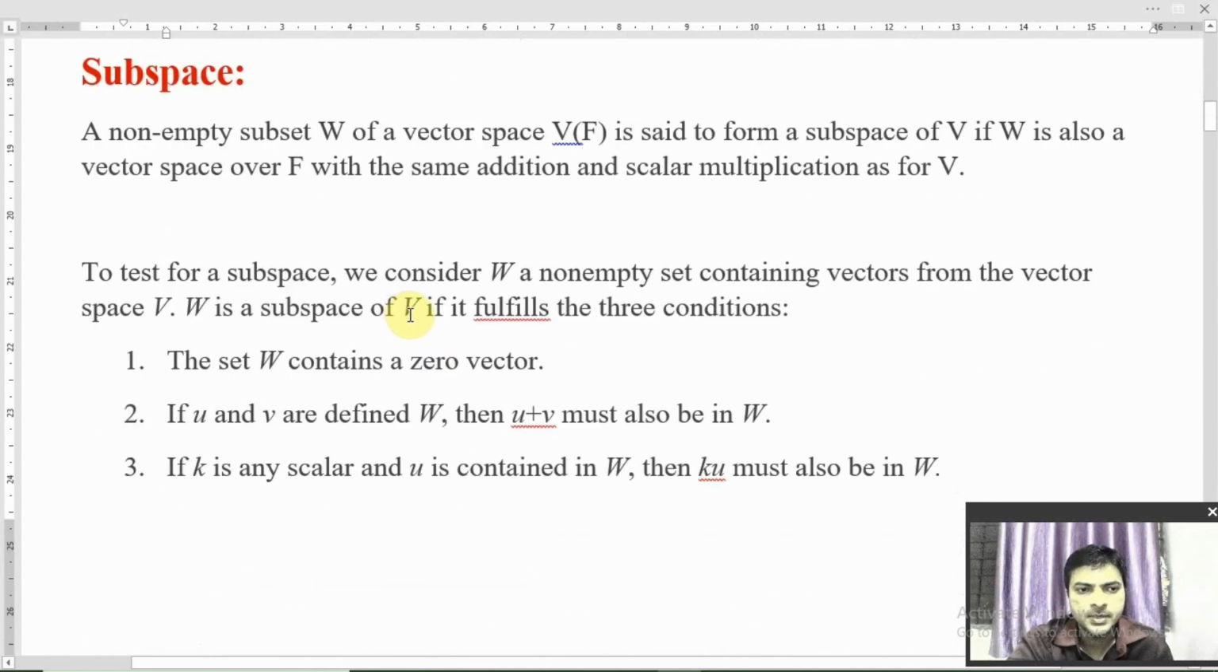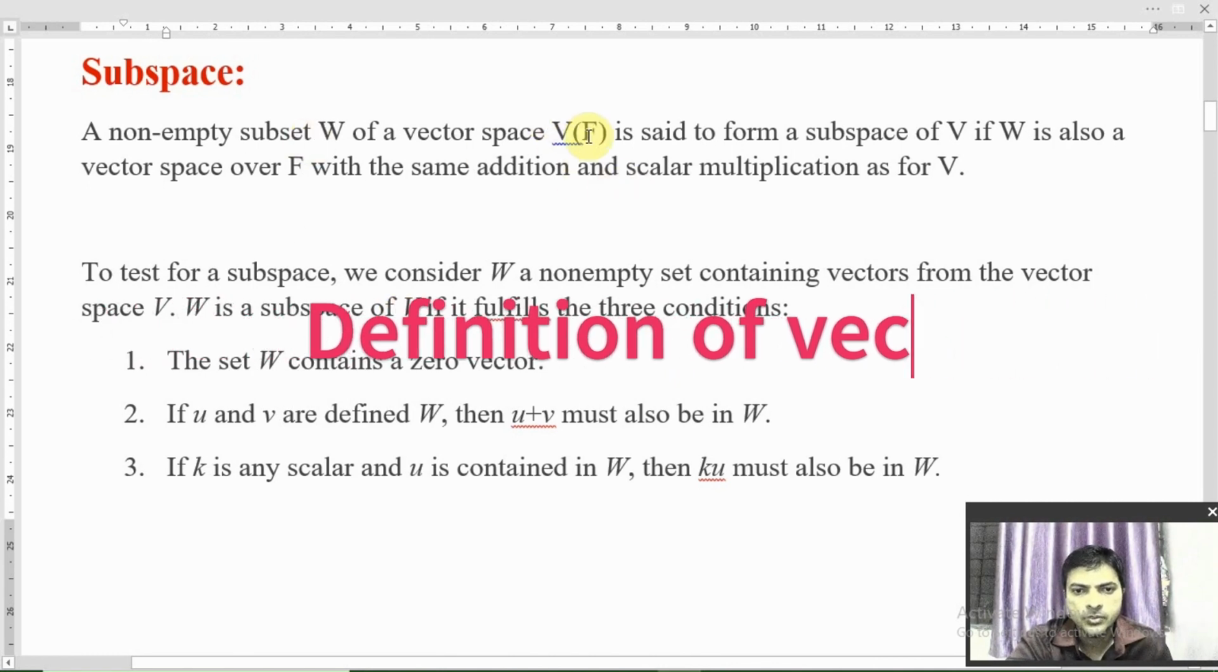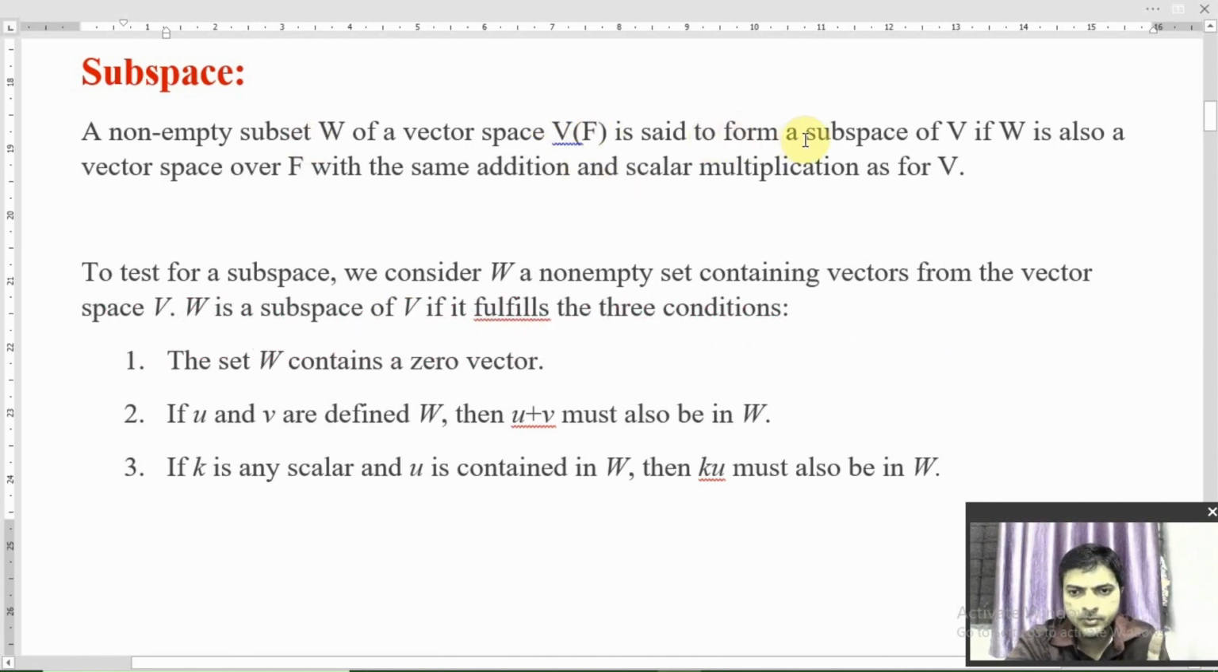Now here we have the subspace. A non-empty subset W of a vector space V over F is said to form a subspace of V if W is also a vector space over F with the same addition and scalar multiplication as for V. So what it means, friends, please remember, whenever we come across a subspace, there exists one subset which is non-empty, and it should satisfy addition and scalar multiplication. Then we declare that W is a subspace.